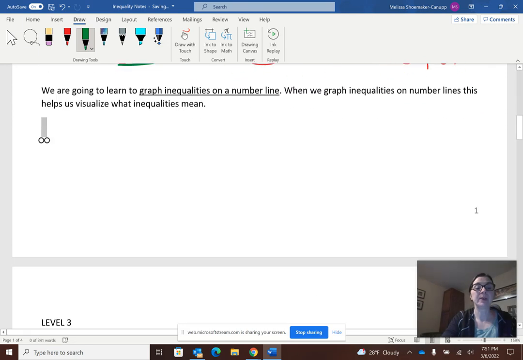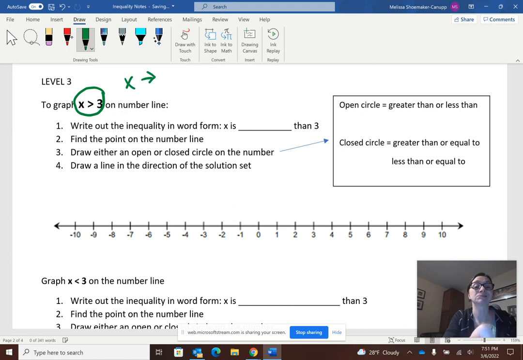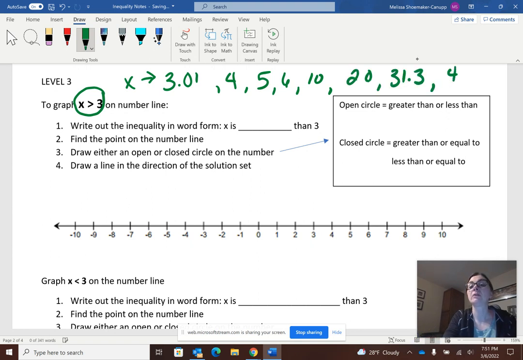Okay. Flip your page over to the next page. There's only one more piece of information you need to think about. First of all, remember what I just told you. The answer to this, where x could be, it could be 3.01. It could be 4. It could be 5, 6, 10, 20, 31.3, 47, and 2,500. It could be all these numbers because all of them are larger or greater than 3. So we're going to write it out in word form.